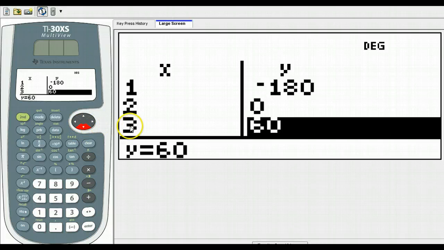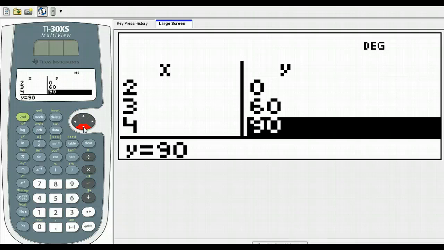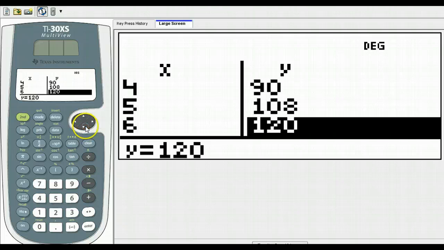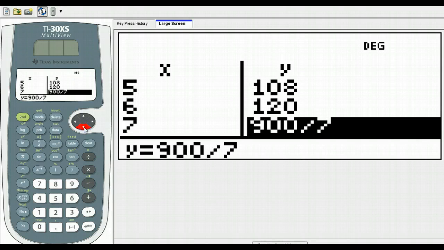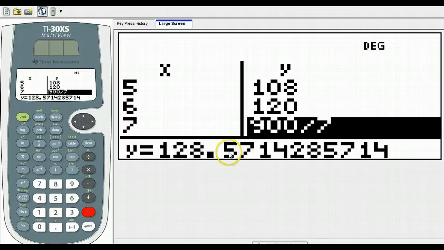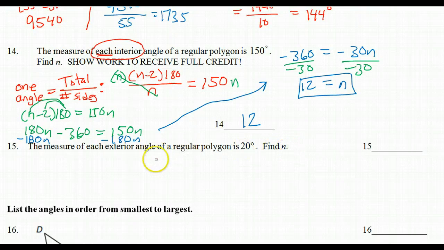This is telling us that a 3-sided shape has 60-degree angles. A 4-sided one has 90. A pentagon has 108 degrees. A hexagon has 120 degrees each angle. A heptagon has whatever this is. I say whatever this is, but if I hit toggle, blam, it will turn that into a decimal for me. Remember that I'm looking for the number of sides that's going to lead to each angle being 150 degrees.